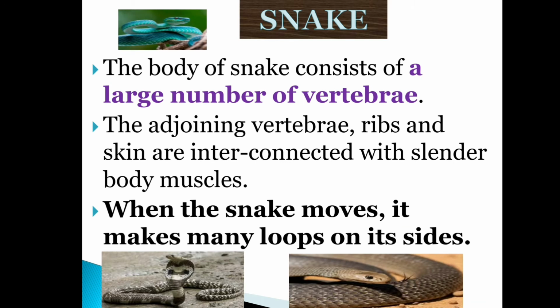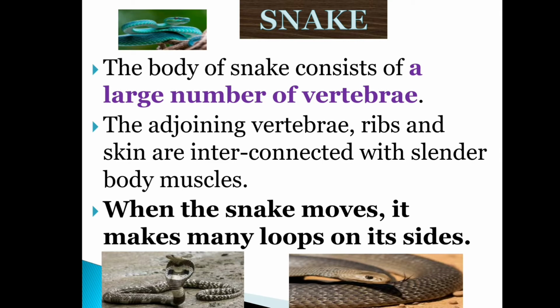Snake. The body of a snake consists of a large number of vertebrae. Vertebrae is each of the series of small bones forming the backbone. The adjoining vertebrae, ribs, and skin are interconnected with slender body muscles. What is slender? Slender is gracefully thin. When the snake moves, it makes many loops on its sides.